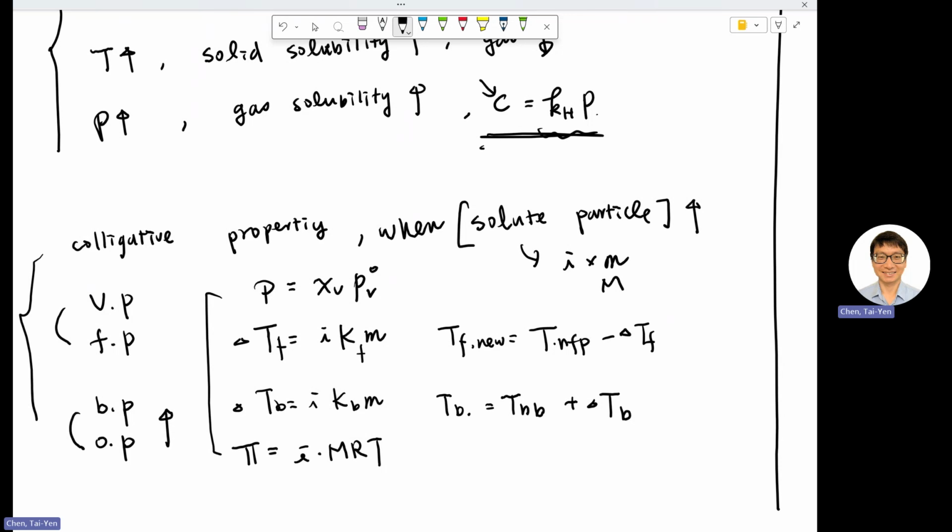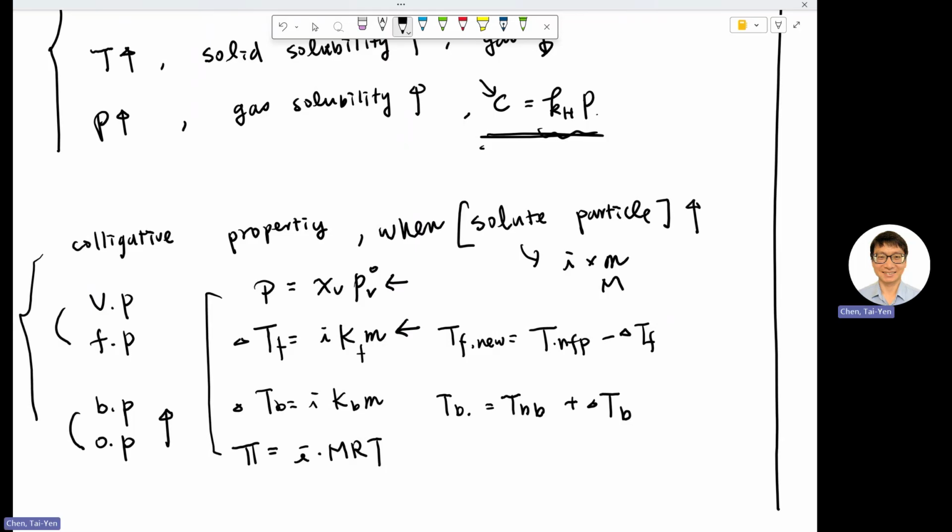So these things need to be very clear. Those are things we emphasized so many times now. And related to the calculation, you should know these four equations. If you have a vapor pressure, then the vapor pressure can be calculated using the mole fraction of your solvent times the vapor pressure of pure solvent. So this is how you calculate the vapor pressure.